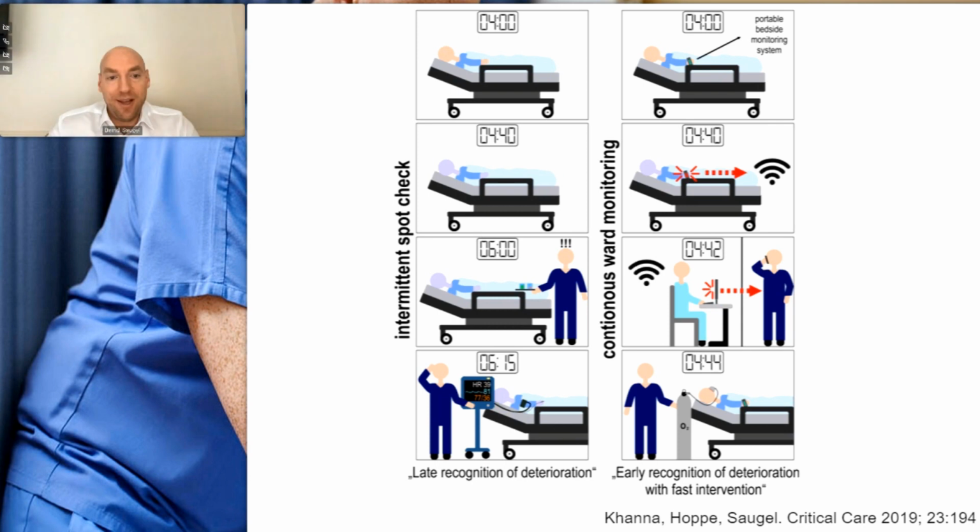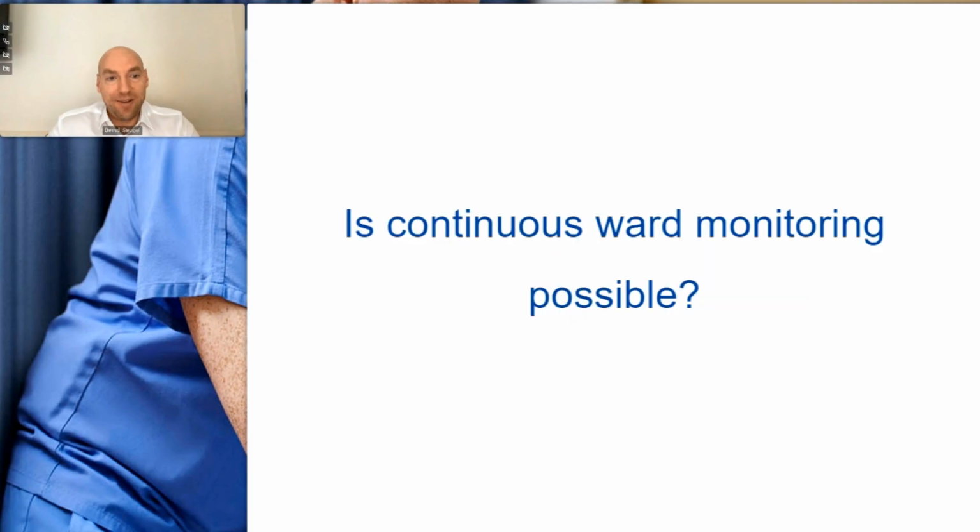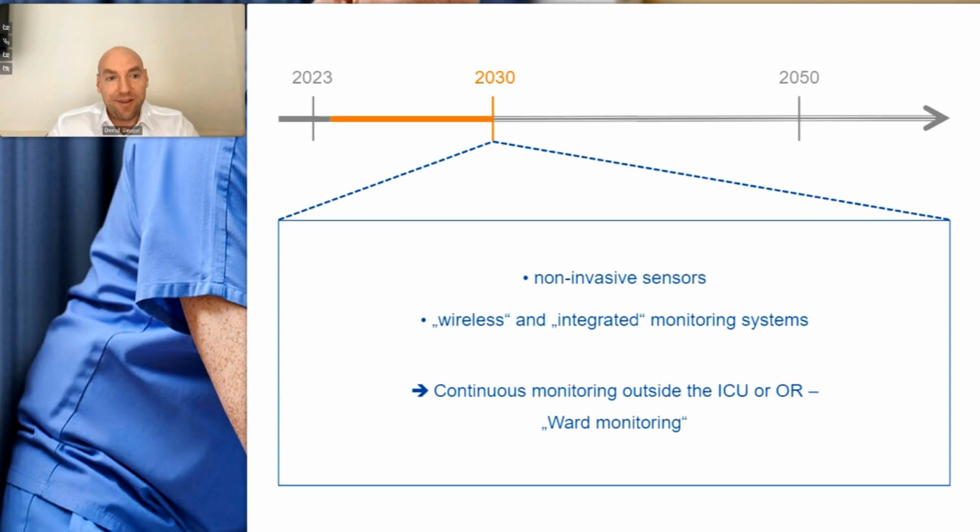Of course, if you depict it in an illustration like this, a reasonable question is, is continuous ward monitoring possible today in our clinical hospital settings? And I would say, yes, we are getting there. There are now non-invasive sensors that indeed are wireless, wearable, integrated monitoring systems that allow continuous monitoring outside the ICU or the operating room. We call that ward monitoring, and it becomes available for research purposes, also for clinical implementations. But there are still many, many obstacles and hurdles that we need to overcome.